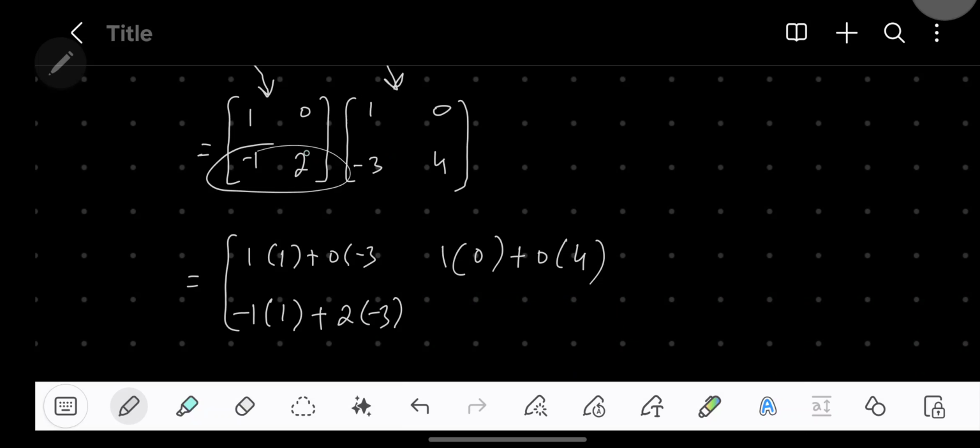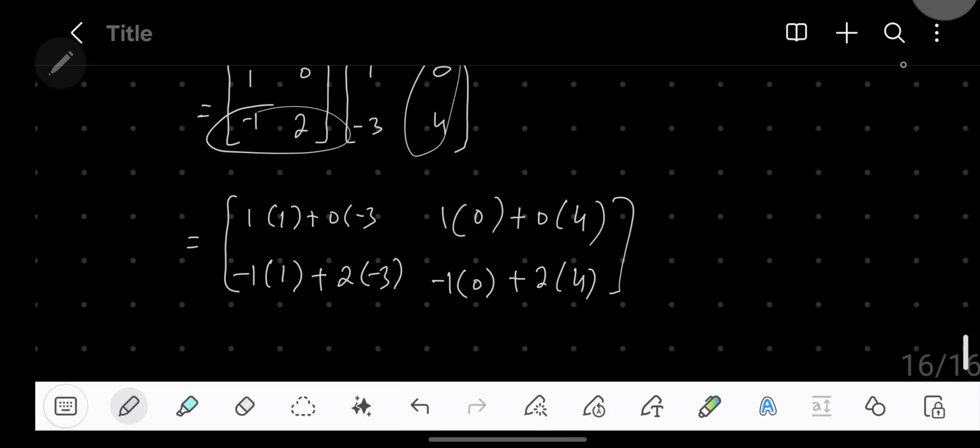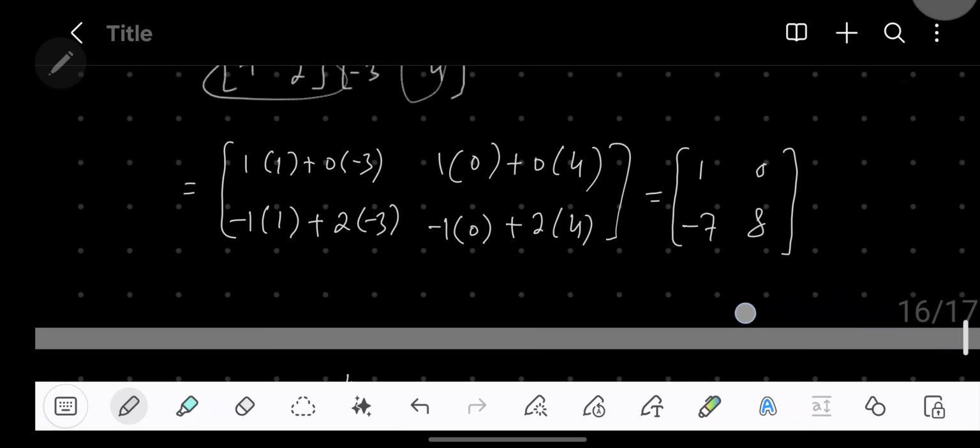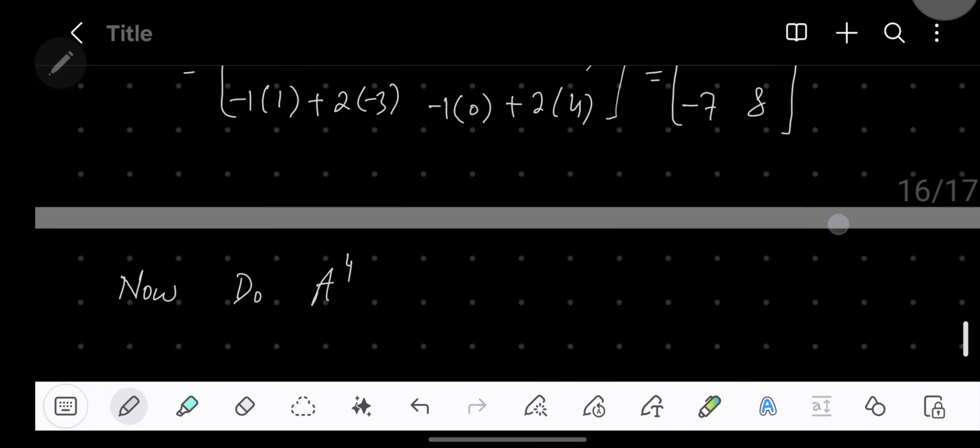And then I will multiply the last row with the last column, which is minus 1 times 0 plus 2 times 4. So if I calculate these values, I will get this matrix. Okay. Now there is an exercise for you.